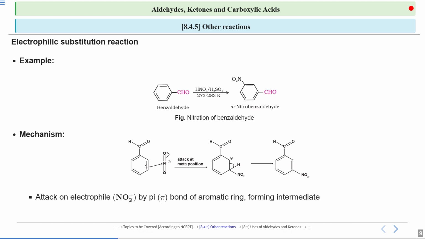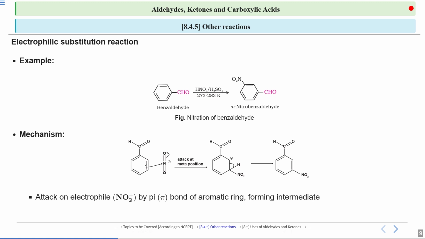So what is happening in this reaction? The first step in the mechanism is the attack of the electrophile. Here, as I told, the nitronium ion acts as an electrophile, attacked by the pi bond of the aromatic ring.